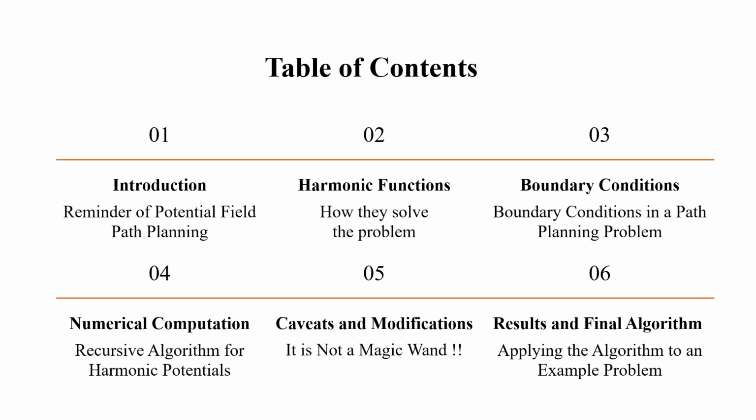So first, the table of contents. First, I'm going to give an introduction where I'm going to give a little bit of reminder on the potential field path planning method. Then I'm going to talk about harmonic functions and how they help us solve some of the problems of the classic potential field path planning. Then I'm going to talk about the boundary conditions and how we usually set them in a path planning problem context. I'll then describe a recursive numerical algorithm for computing harmonic potentials on a given map.